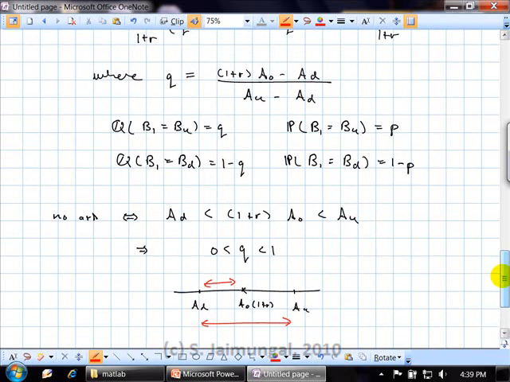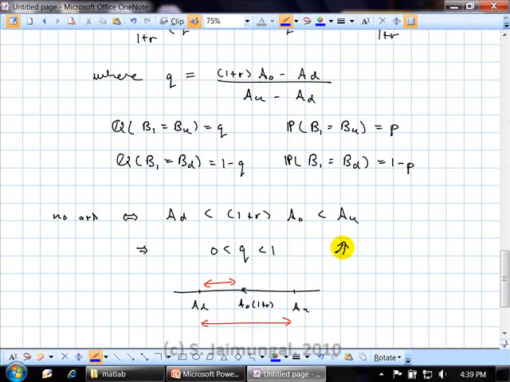Well, if Q is between 0 and 1 and AU is bigger than AD, because that was our assumption, Q is between 0 and 1, then you can easily manipulate this expression above to see that it implies that one. It's not hard, so try it. Okay. So it's also easy to see that this implies the expression above.